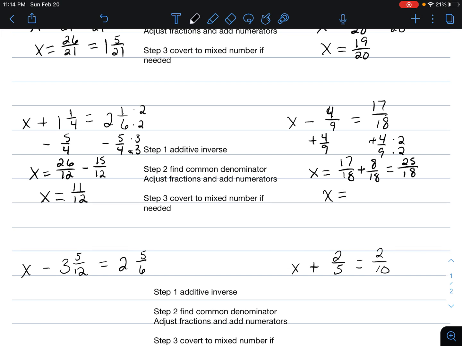Okay, so then we convert that to a mixed number. 18 can go into 25 once. The remainder here would be 7. So that's our numerator. And then you get 1 and 7/18.